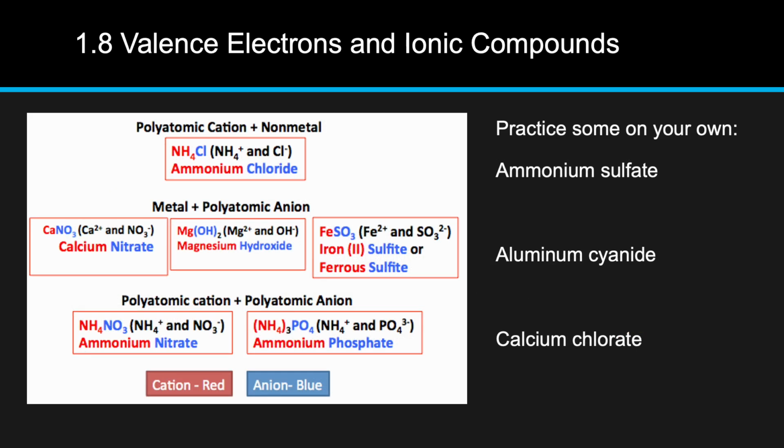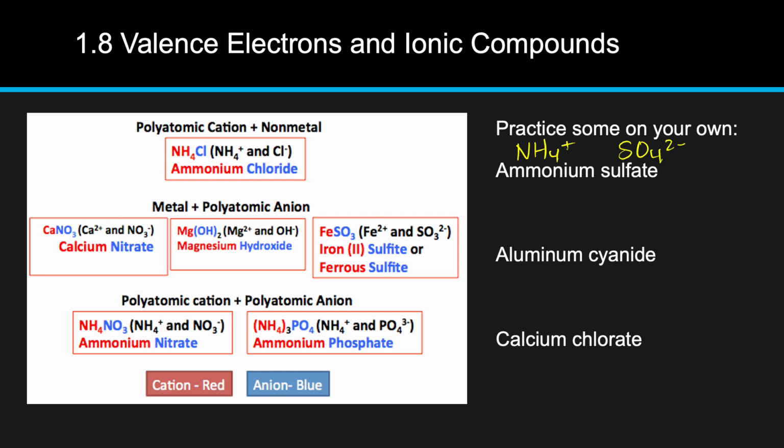All right, so let's do some practice on naming ionic compounds with polyatomic ions. The first one we have is ammonium sulfate, and if you want to practice these on your own, go ahead and pause now and then restart. Ammonium is NH4 with a positive charge, and sulfate is SO4 with a 2 minus charge.